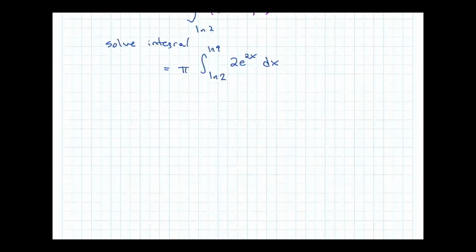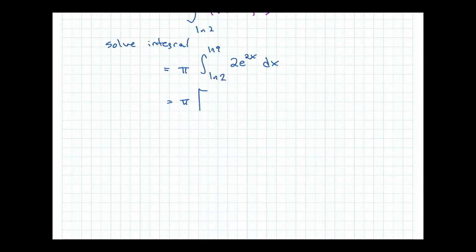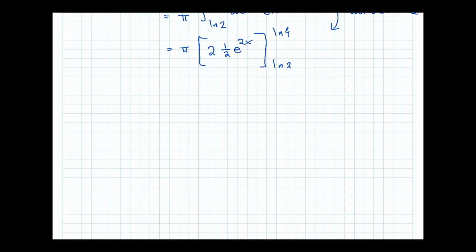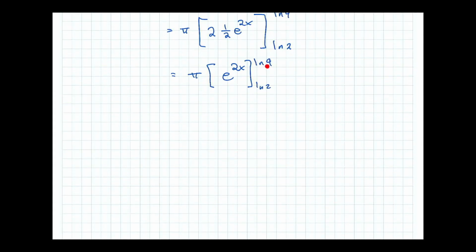So how are we going to get the antiderivative here? You got your 2, and then the antiderivative of e to the 2x is 1 over 2 e to the 2x, according to our formula for the antiderivative. All right. I think you can see that the 2 and the 1/2 cancel. So you just have e to the 2x from ln2 to ln9. And you will plug these in here and here.